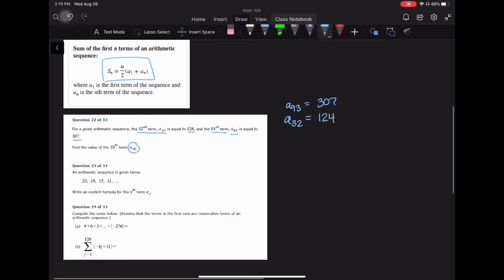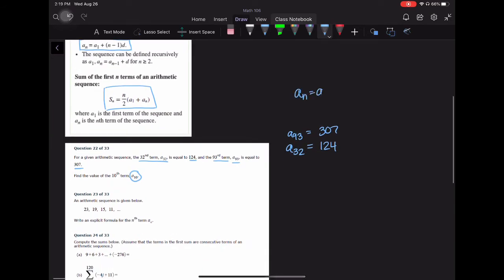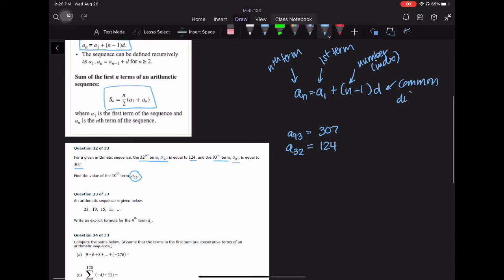Well, we know that we have this information that A sub n is equal to A sub 1 plus n minus 1 times d, where this is the nth term, this is the first term, this is the number or index, and then this is the common difference. And a sequence can also be defined recursively using this formula, where the nth term is equal to the n minus 1 term plus the common difference. So this is a recursive formula.